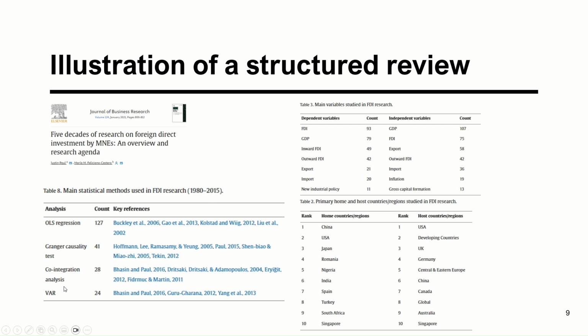Say co-integration analysis, there are 28 instances of this analysis being used, and these are some of the references. What are the DVs, as in the dependent variables? What are some of the IVs? And what are some of the countries which have looked at FDI research? So some of these structured reviews are full of tables, and they literally talk about what has happened in that particular field.